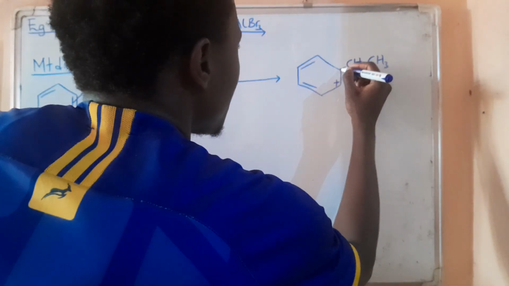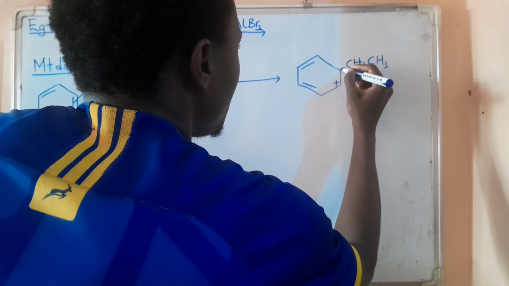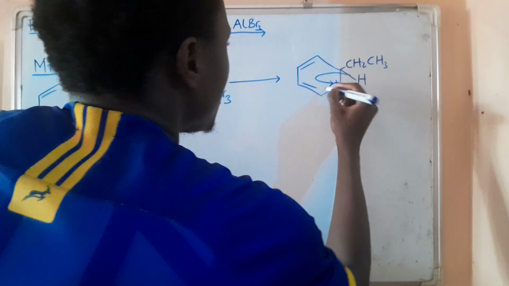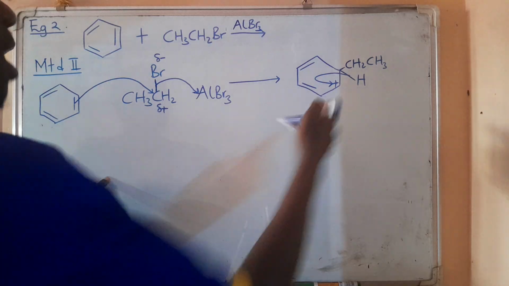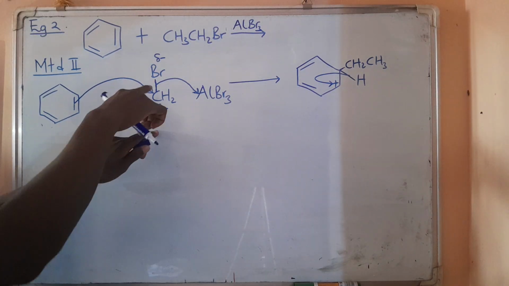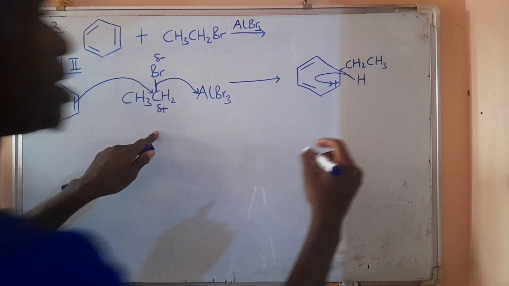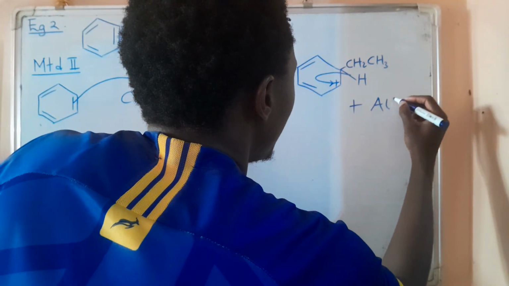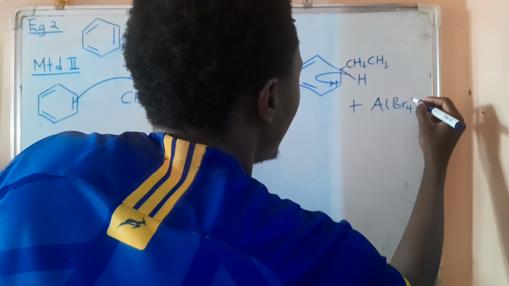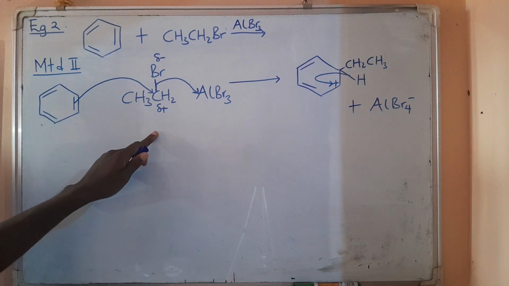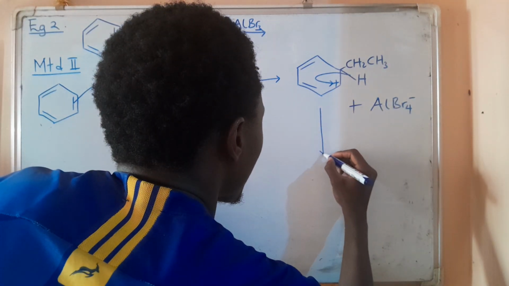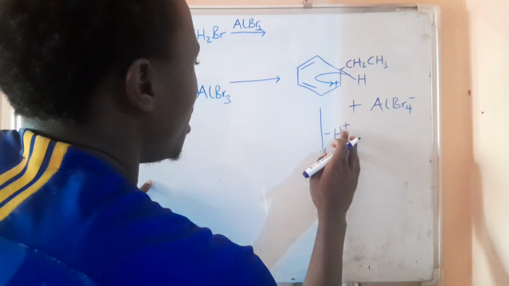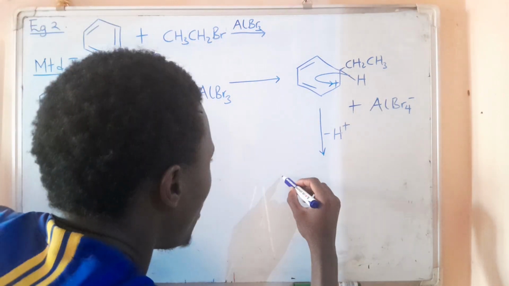Then I expose the hydrogen here, so that it donates electrons to that electron deficient carbon. However, once it donates, recall that at this stage here we formed a complex, AlBr4 minus. We formed that complex. So in this case, we are losing a proton, we are losing hydrogen ion, as we form our product.